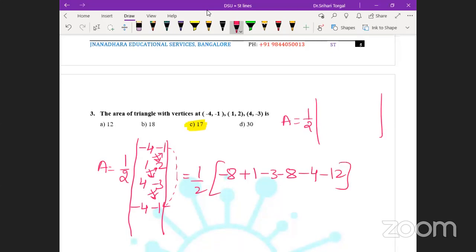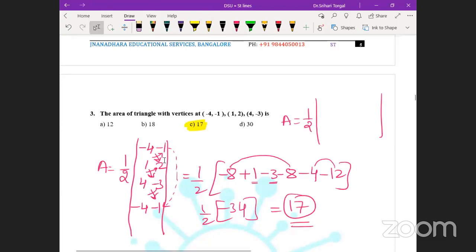Minus, yeah, all are negative, only this one is positive. Okay. Minus 12, minus 4, minus 16, minus 16, minus 16, minus 32, minus 32, minus 3, minus 35, plus 1 is minus 34. Answer is 17. Actually minus 17, but we have to take positive 17 because area is always positive, right?